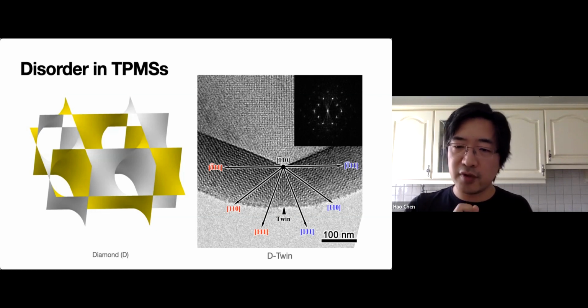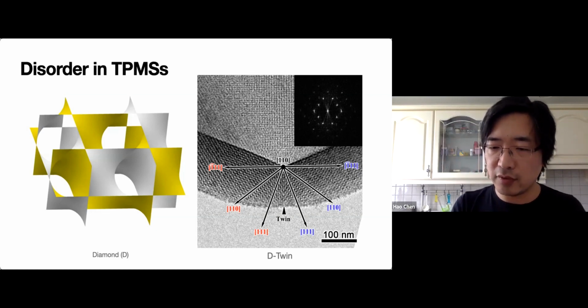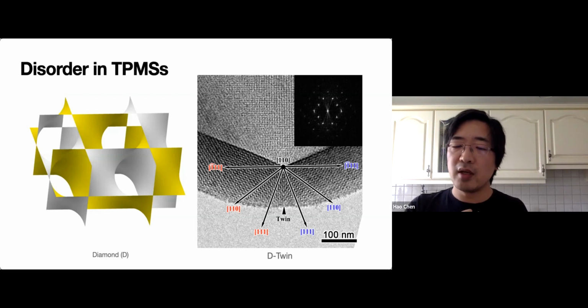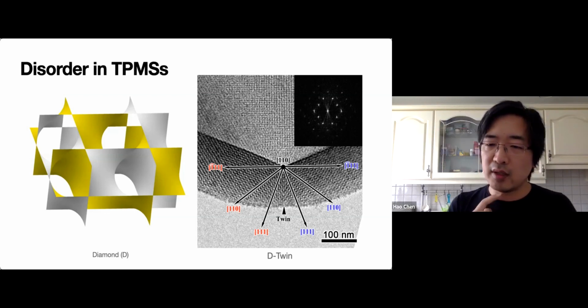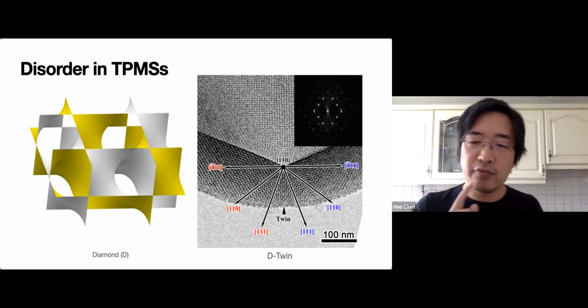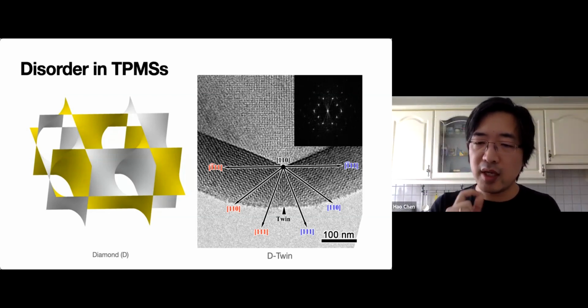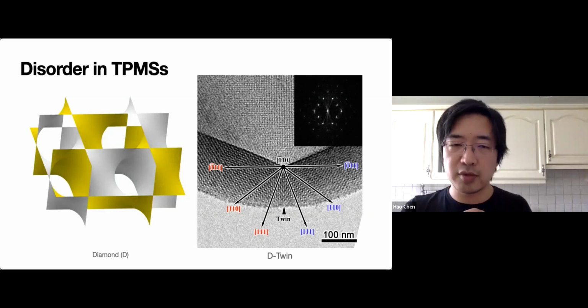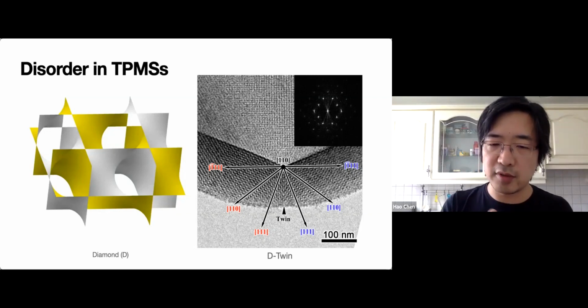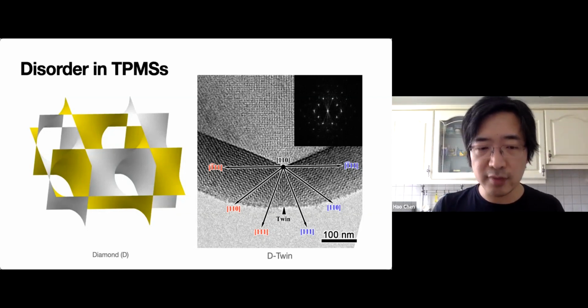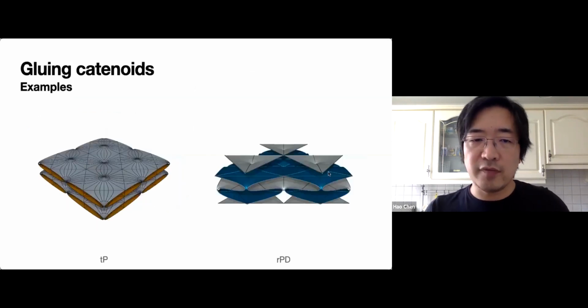And this is the first observation of non-trivial twinning in minimal surfaces. So my goal at the time was to prove rigorously that there can be twinning in minimal surfaces, in periodic minimal surfaces. So how can that be achieved?